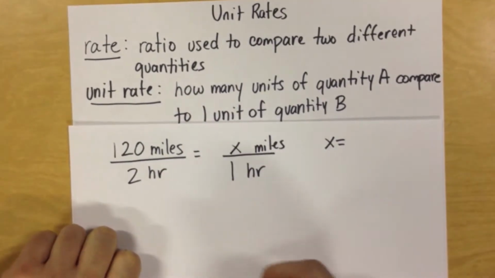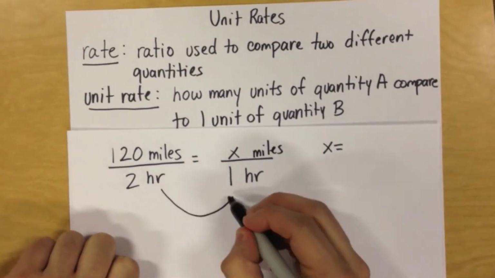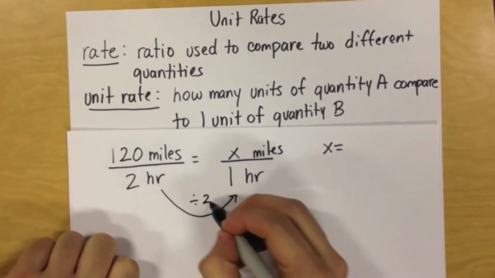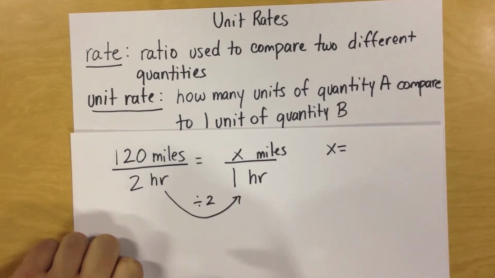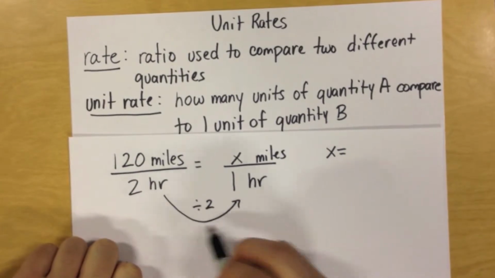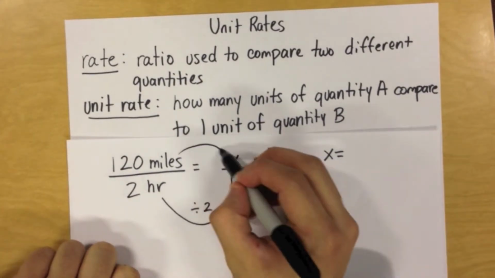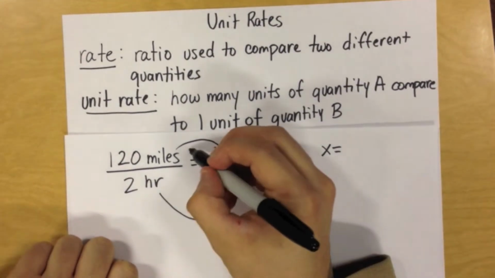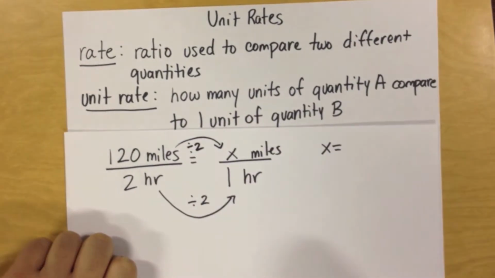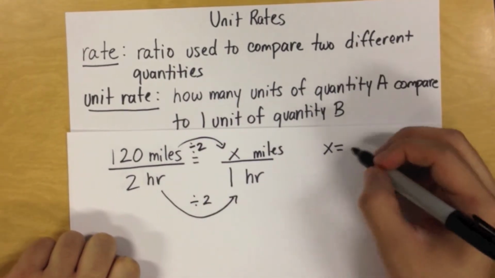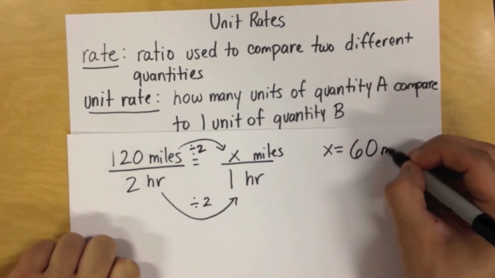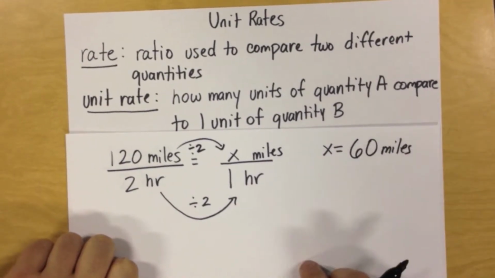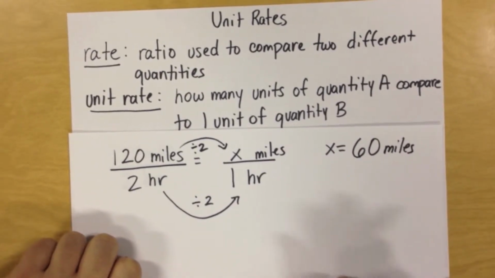One way to do it is knowing that, well, 2 divided by 2 is 1 hour. Remember, whatever I do to the top, I must do to the bottom. Divide 120 by 2, and I get 60 miles. Now, what does that mean? It's not just 60 miles.